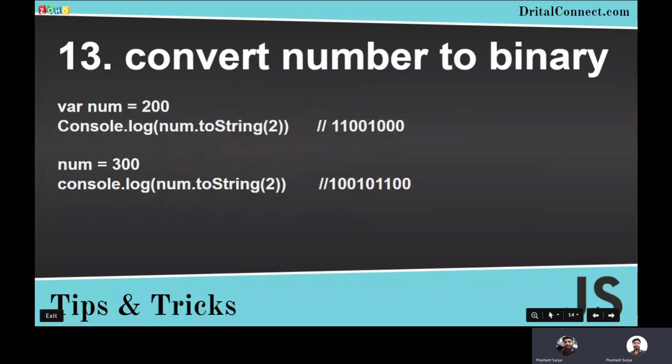Now come to the next one, convert number to binary. Let's suppose you have a number 200 and you want to convert 200 into binary digits. So how can you do it? Number dot toString and you pass 2. Here 2 represents converting the number into binary. Similarly, if you have 300, you pass number dot toString with 2. Then you will get the binary.